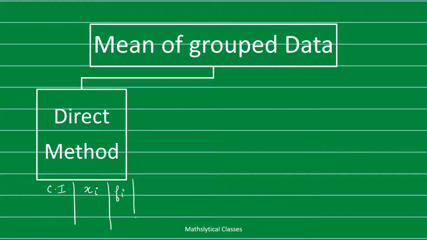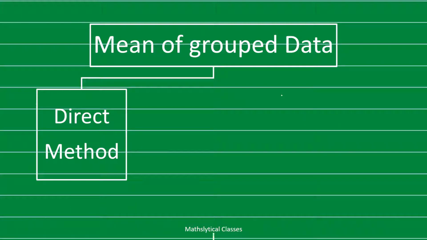Now this is of the type which we discussed in the previous video. This will become discrete data. So here we will multiply each xi with fi. And now you already know the formula for the mean. Mean can be calculated by taking the sum of xi fi divided by summation fi. So this is what we do in the direct method. This is the first method to find the mean of grouped data.